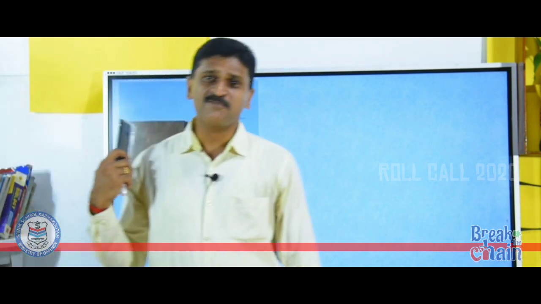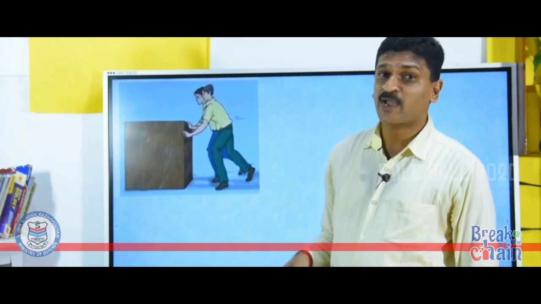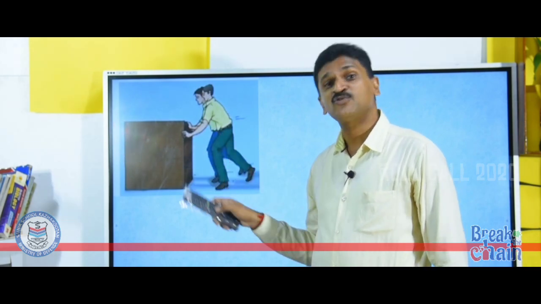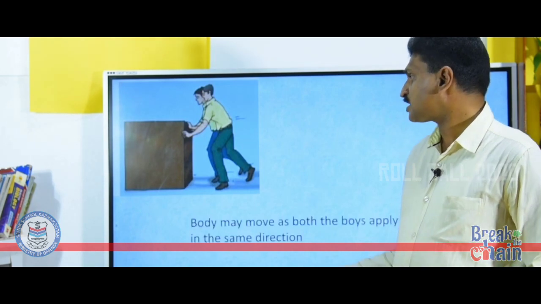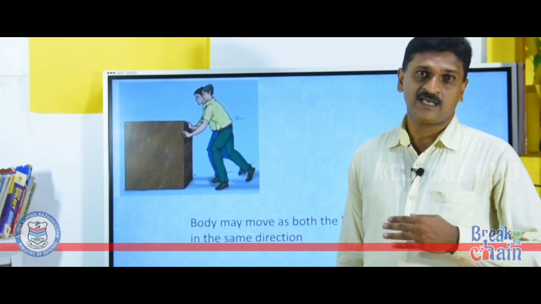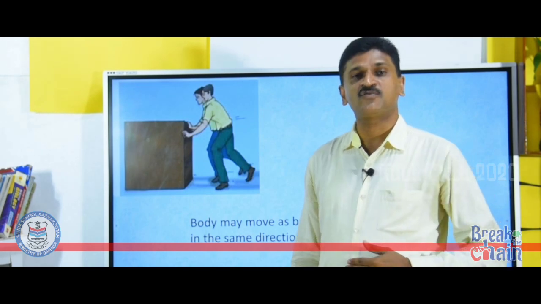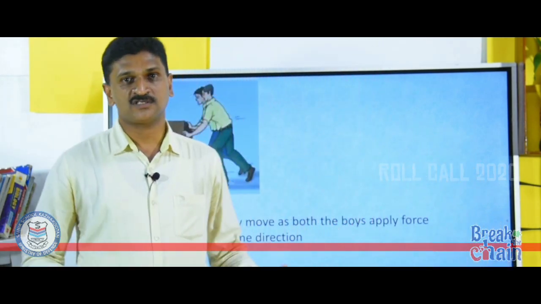Now the same block is pushed by two boys together. This time there is more probability for the block to move. Why? Because two people are exerting forces on it. So in this case we have to understand two things. Number one, when both the boys exert force on the block, the total force acting on the block will be the sum of the two forces, since they are acting in the same direction. So the conclusion is this: when two forces act on an object in the same direction, the net force or the resultant force will be the sum of the forces.